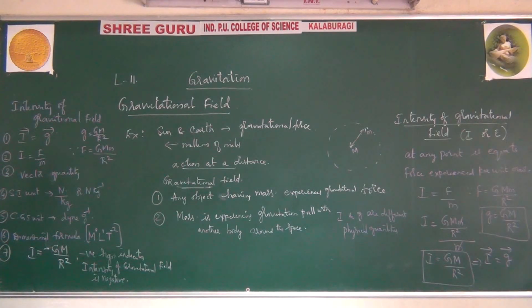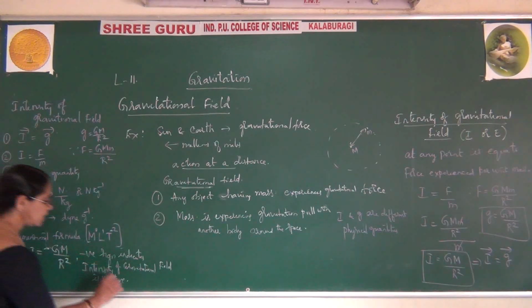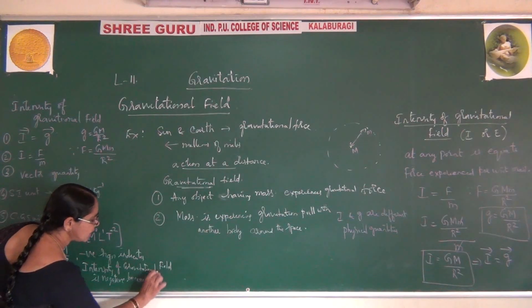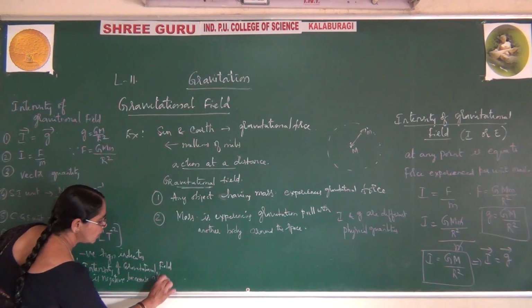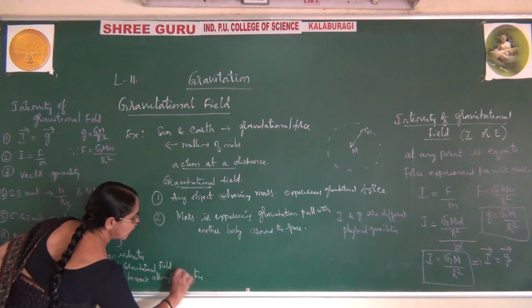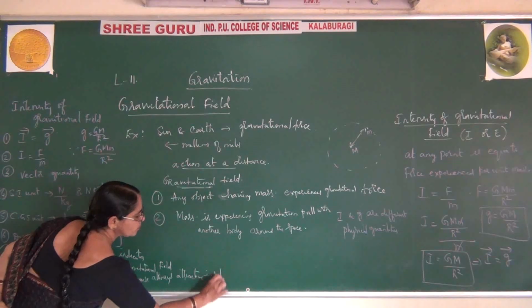Negative sign indicates the intensity of the field is always negative. What is the negative sign? It indicates it is negative because it is always attractive. Always attractive in nature.